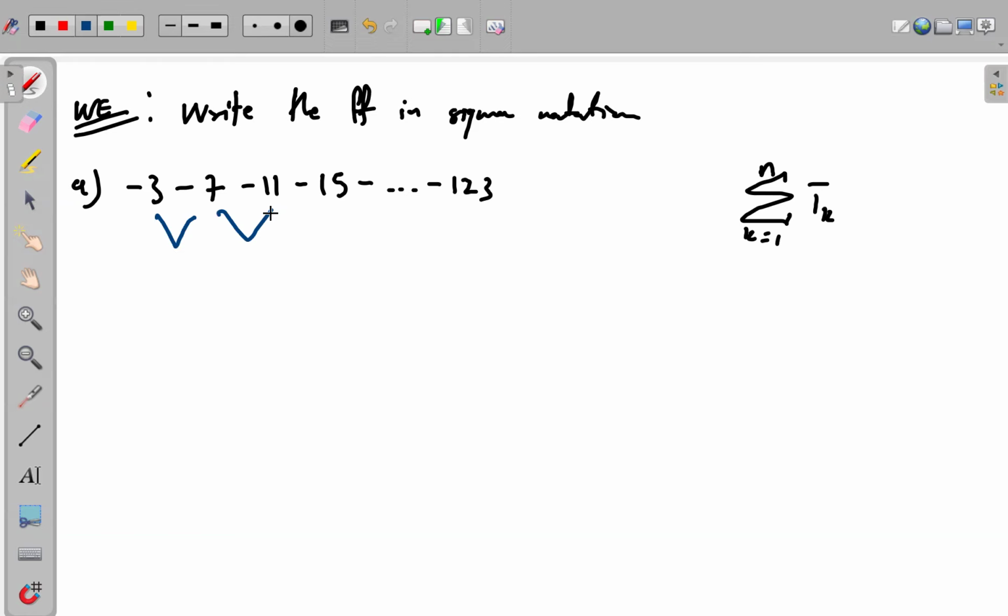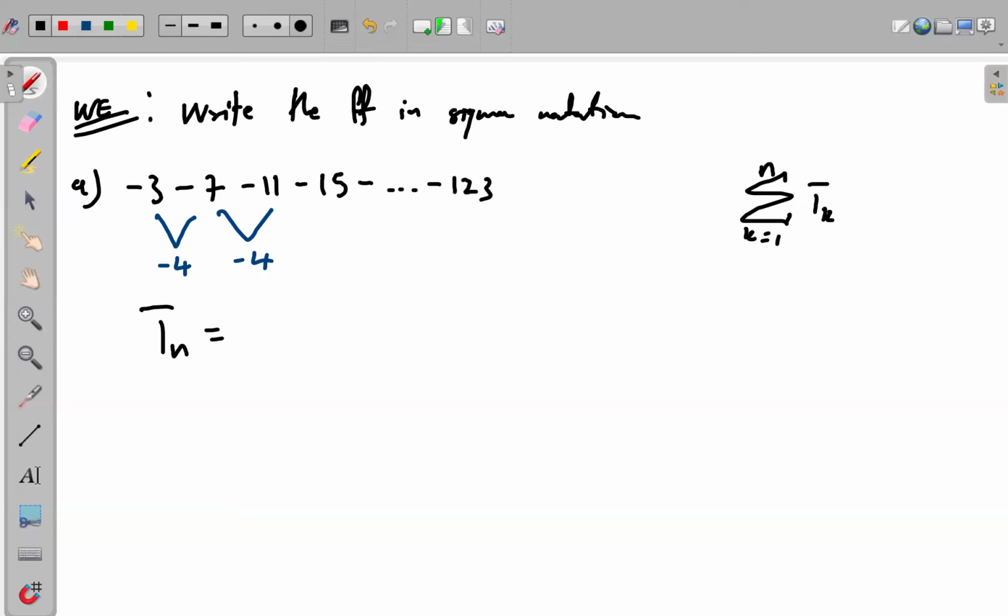Okay, and then by doing so, we're going to get a -4 here, and a -11 minus a -7 will give us a -4 as well. So clearly, this is truly arithmetic because we do have a constant difference, or T2 minus T1 is equivalent to T3 minus T2.